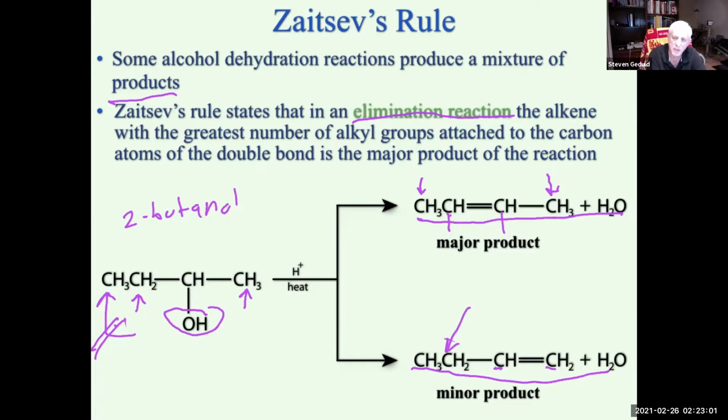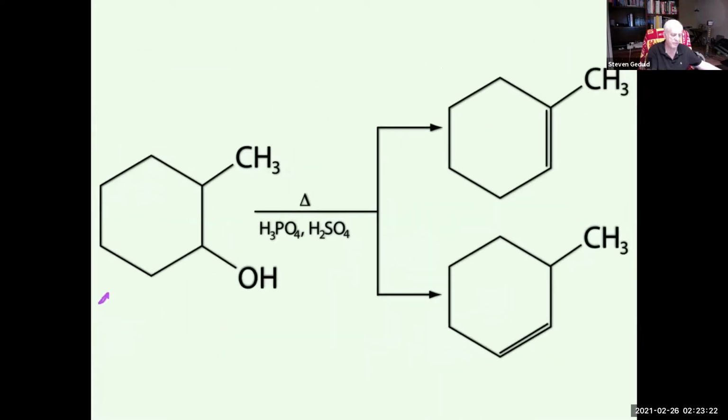So the top one has 2 alkyl groups, carbon groups. The bottom one has 1. So this is our major product. Carbon likes carbon for these elimination reactions. All right.